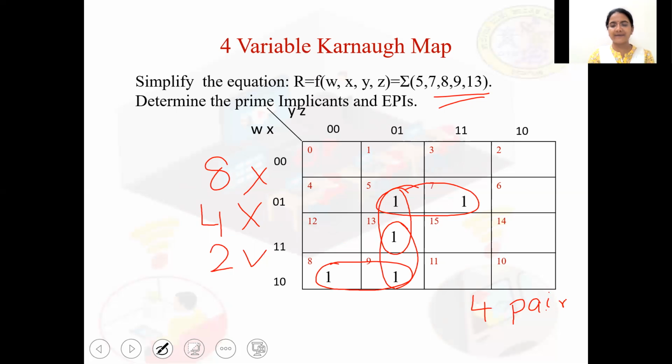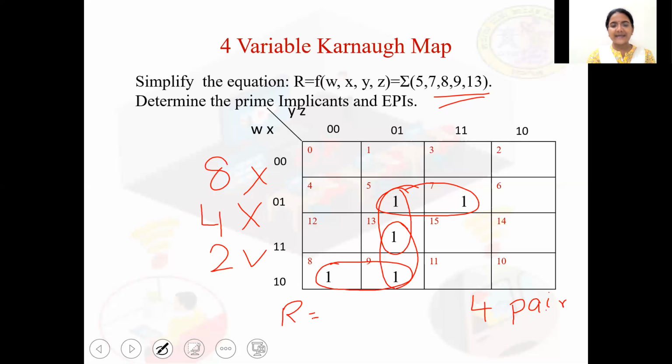But which is an essential prime implicant? All these 4 implicants are prime implicants. This 8, 9 grouping, 13, 9, 5, 13 and 5, 7 all are prime implicants. But while writing the final expression, we should have only the essential ones, and the terms which are not covered by the essential prime implicants, we have to consider in the final expression.